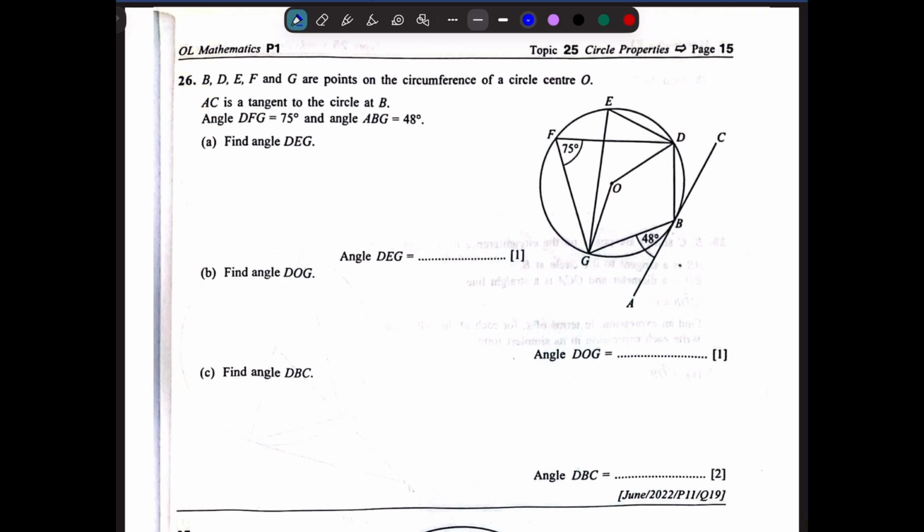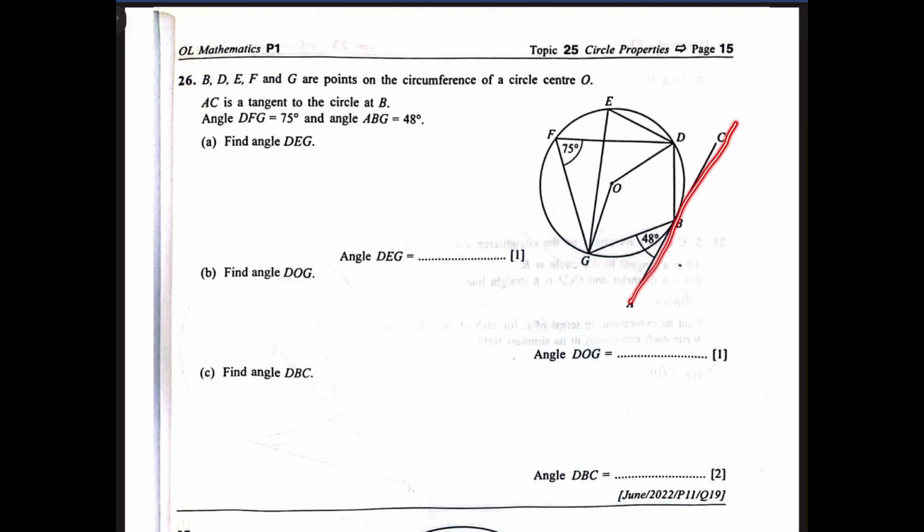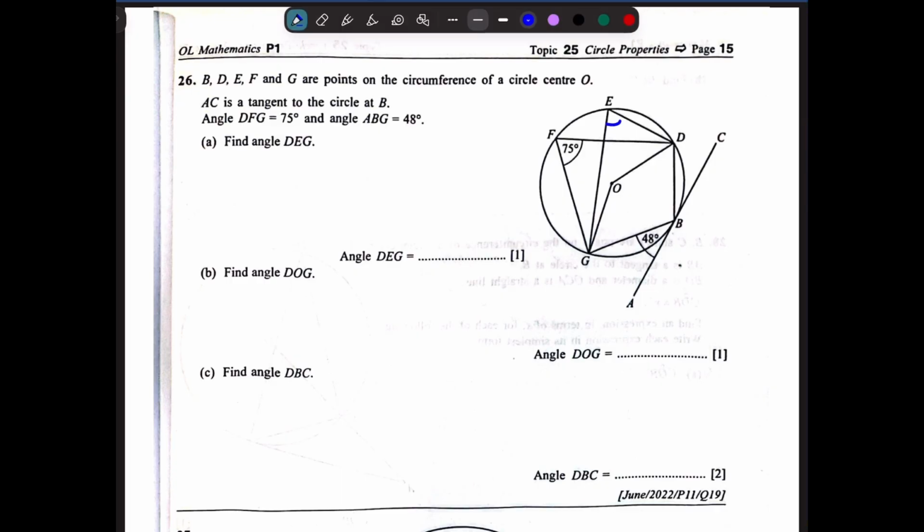B, D, E, F, and G are points on the circumference of a circle with center O. AC is tangent to the circle at B. So this is AC, tangent to the circle. Okay. Angle DFG is 75. ABG is 48. Find angle DEG. So you have to find this angle.